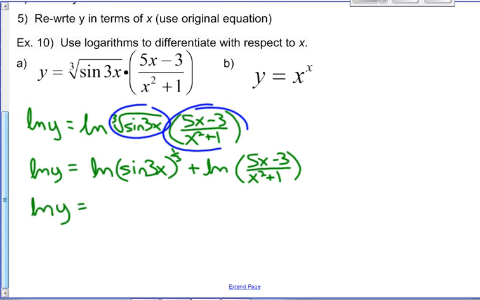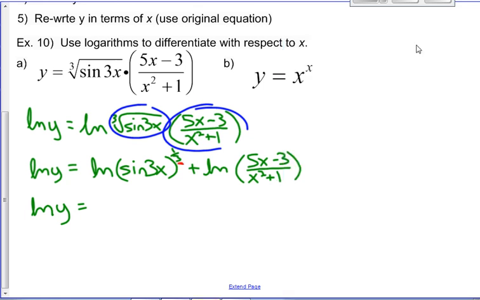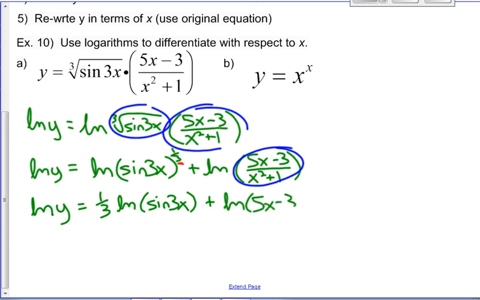Okay, now what can I do with this expression, with this power of 1/3? I can bring it down. And that is not differentiating. That is just a property of logarithms. Okay, powers can come down front. Over here, in this part, that's a quotient, so I can rewrite it as ln of 5x minus 3 minus ln of x squared plus 1.